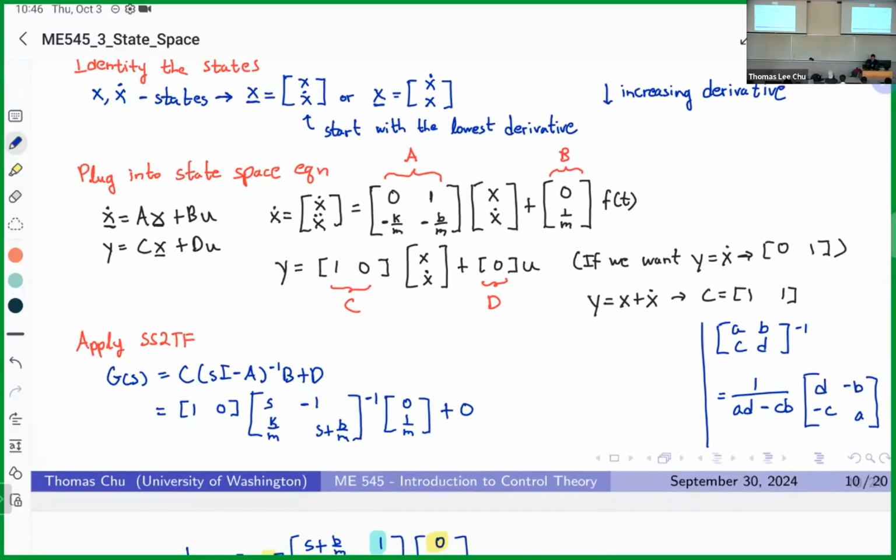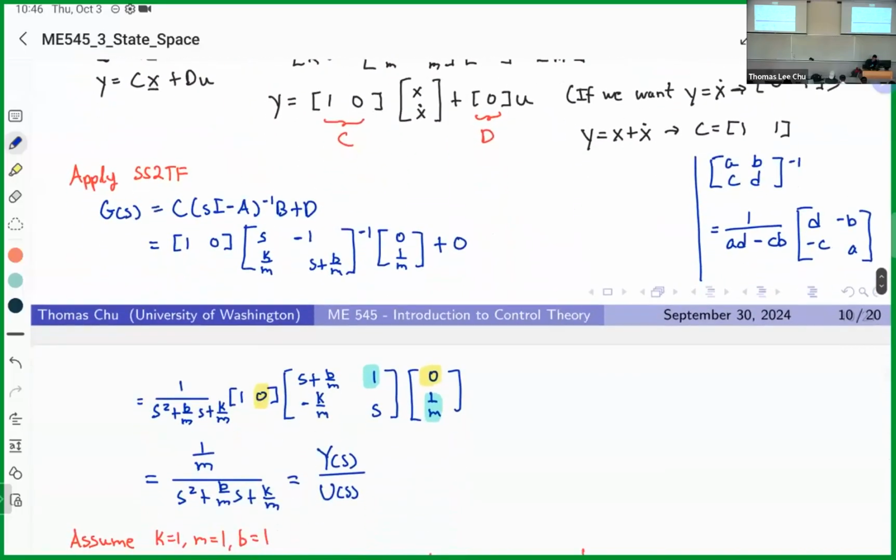And the D matrix is if we want our input to appear in our output, which typically in this class is going to be 0. But for completeness, we included that in here. Once we got our state space representation, we then applied our state space to transfer function equation. It's just a matrix multiplication. You just have to find the inverse of sI minus A.